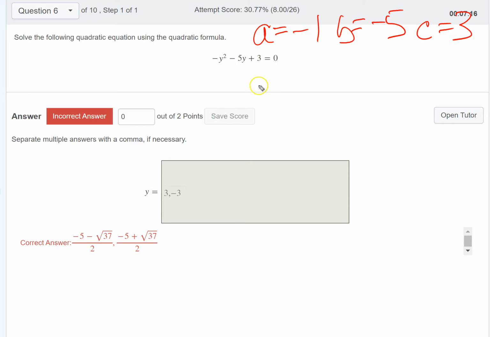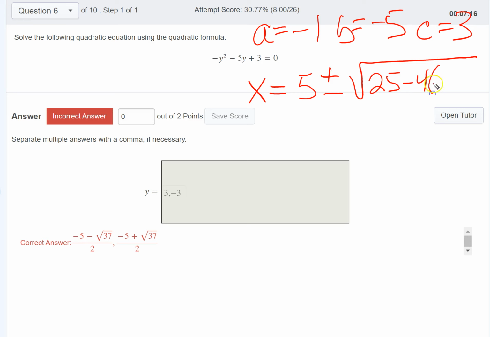X equals negative b, so that would make this a positive 5, plus or minus the square root of b squared, which is 25, minus 4 times a, which is -1, times c, which is 3, and this is all over 2a. So a is -1, so this becomes -2.